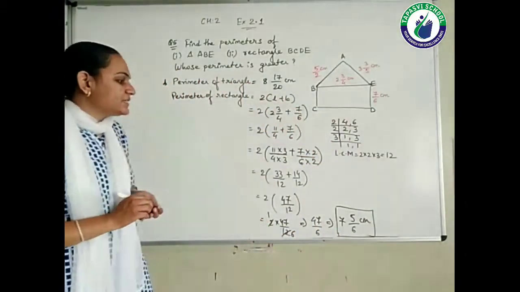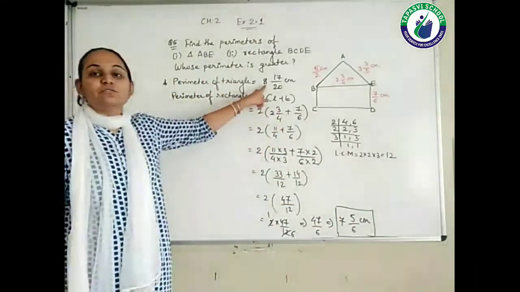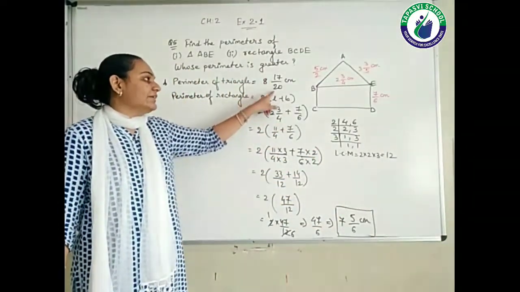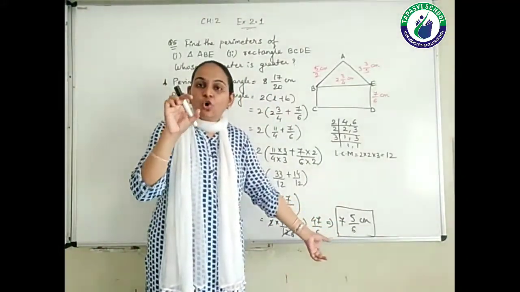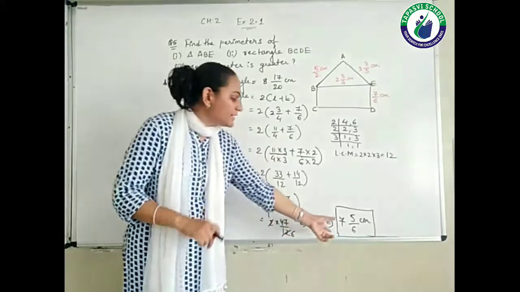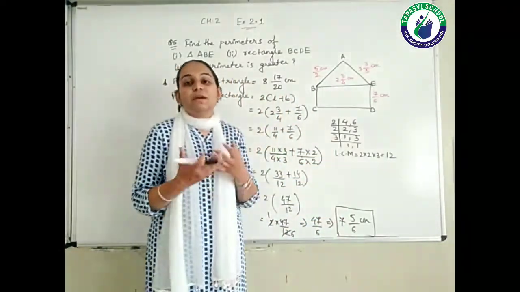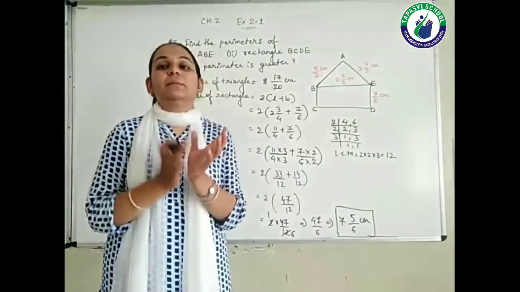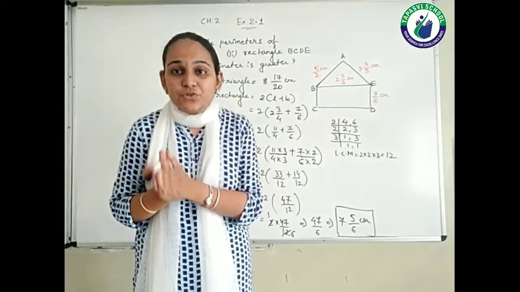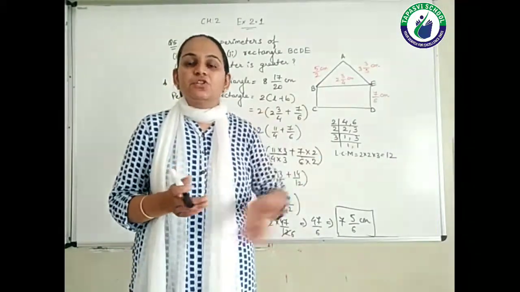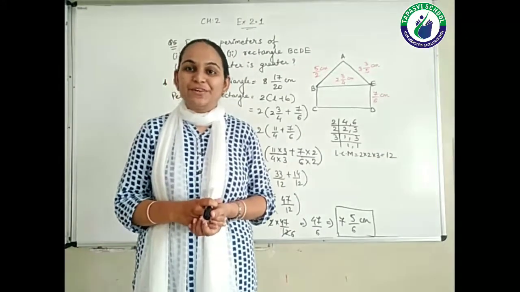Now if we compare the perimeter of the rectangle and the perimeter of the triangle which we have got, that is 8 integer 17 upon 2, right? We can easily say by looking at the whole number part, here it is 7 and here it is 8. So obviously the perimeter of the triangle is greater than the perimeter of the rectangle. Right students? I hope you understood this question number 5.